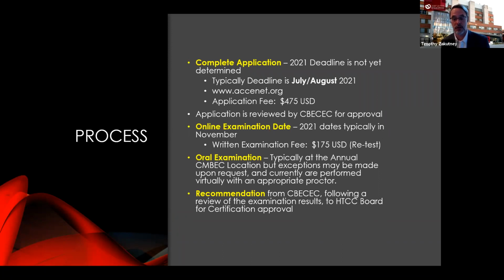Following that approval, there's an online examination date that's set. That's typically done in November, has not been announced yet for 2021, and I'll talk a bit about that. There is a retest, so if you don't do quite as well as you wanted to, you can do a retest for a fee. The original written examination is embedded in the application fee.